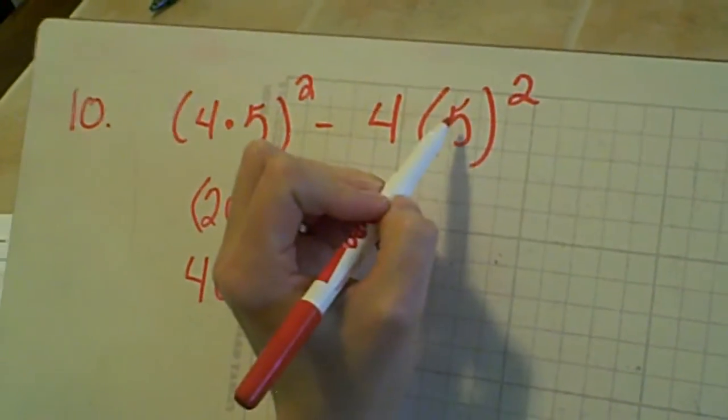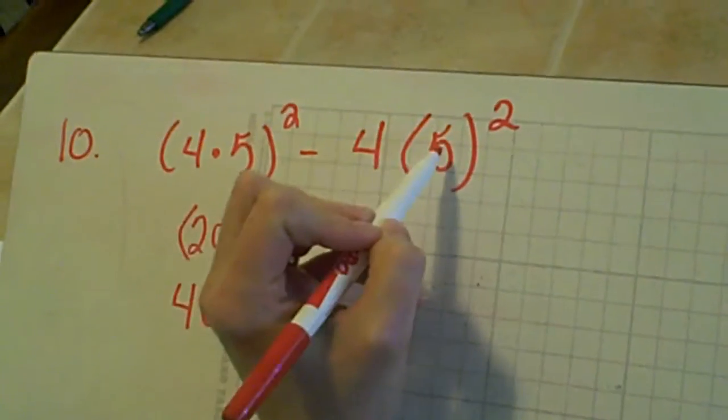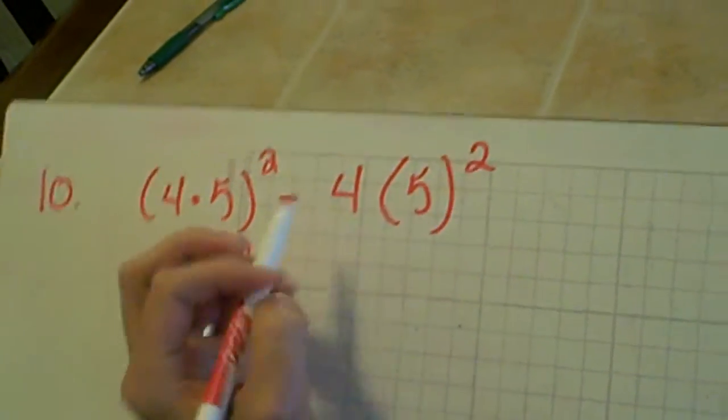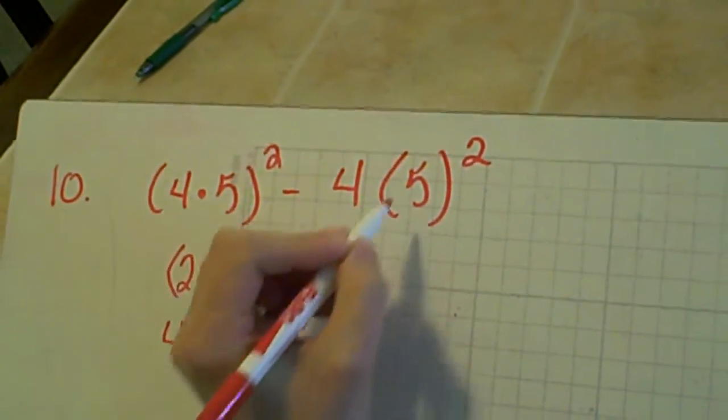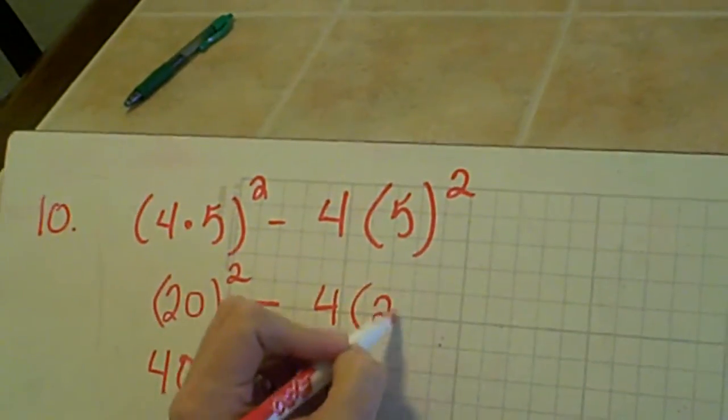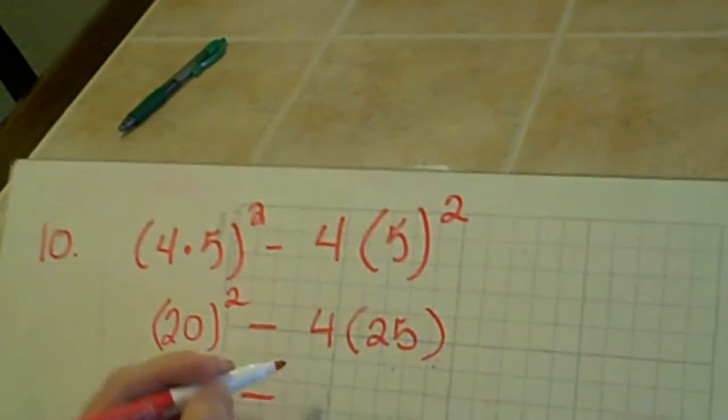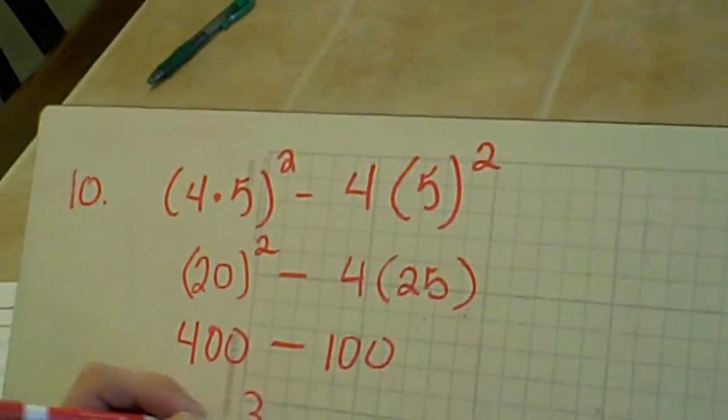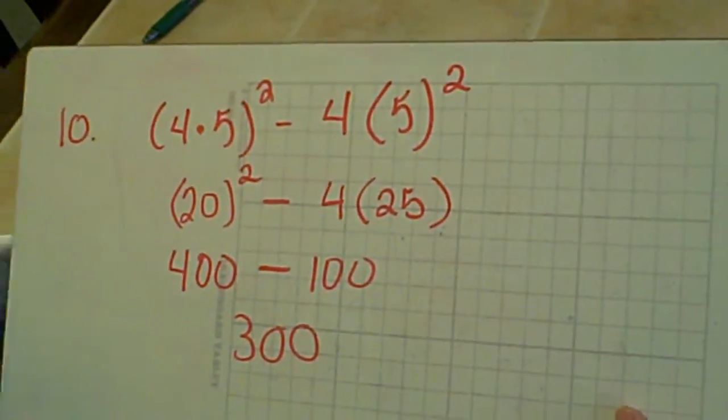And then over here we need to do 5 squared first. Don't multiply 4 times 5 first. We need to do the exponent first. So we're going to say 5 squared first, which is 25. So we'd be doing 4 times 25, which is 100, and 400 minus 100 is 300. That's the answer to that one.